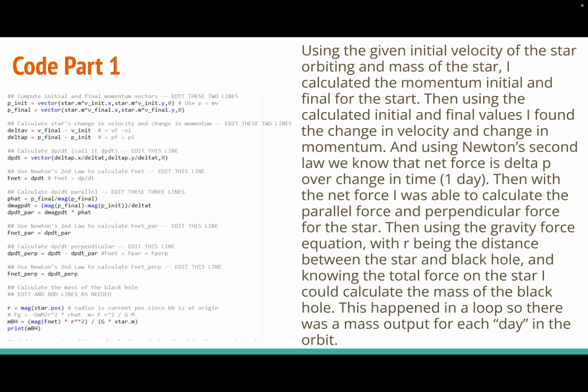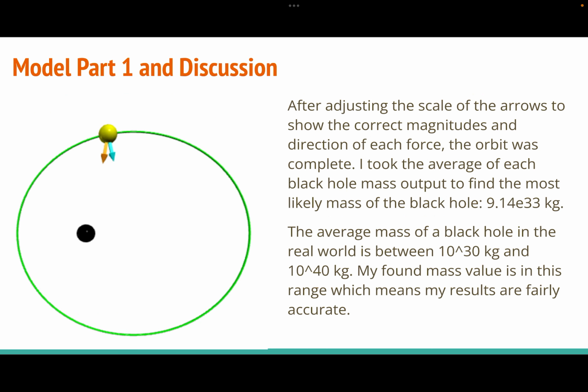Then, using the gravity force equation, with r being the distance between the star and black hole, and knowing the total force on the star, I could calculate the mass of the black hole. This happened in a loop, so there was a mass output for each day in the orbit. And here is my final model. And after adjusting the scale of the arrows to show the correct magnitudes and direction of each force, the orbit was complete.